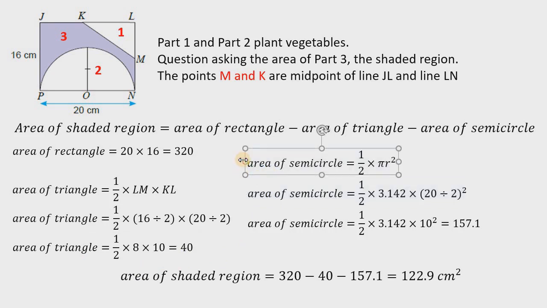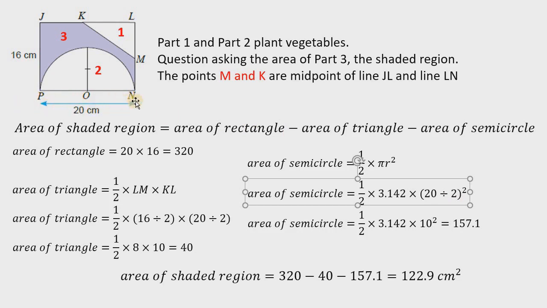So I go and find the area of the semicircle. For the area of the semicircle, I'm using the formula 1 over 2 multiplied by pi r squared. Pi r squared is the area of a circle, and 1 over 2 because this is a semicircle. So I apply the values here. I need to find 20 divided by 2, because 20 here represents the diameter. Look here, 20 is P to N.